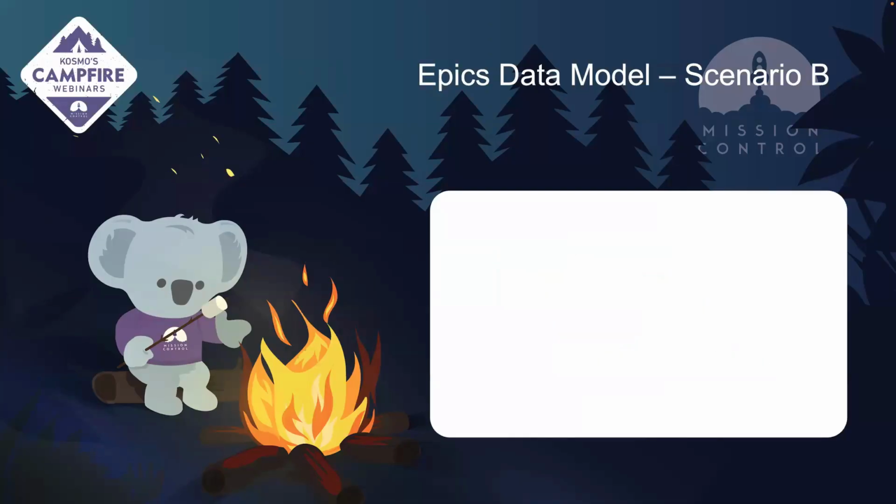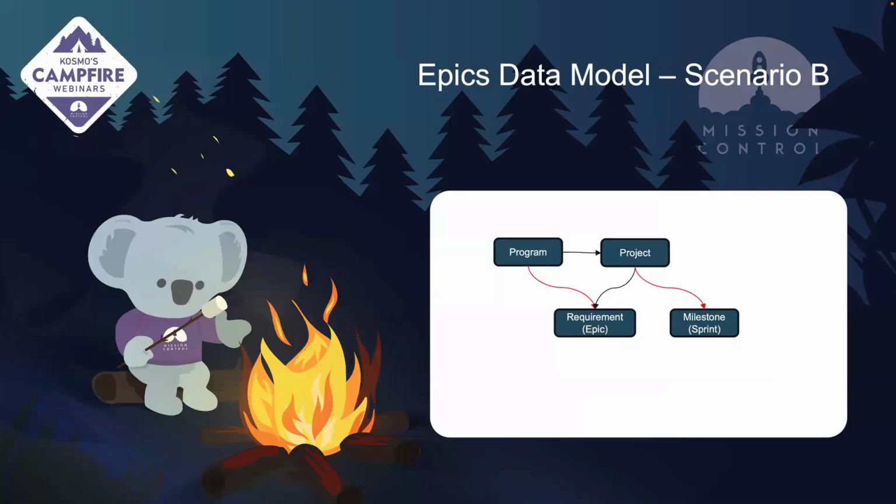A simpler scenario is not using user stories at all. Again, we start with the program because the requirements need to be related to that program. Again, you can then relate the requirements to the project. You start building out your milestones, and rather than going through the process of creating user stories first and converting them to actions, we're simply creating actions straight away, and those actions can be related directly to the epic and to the sprint milestone.